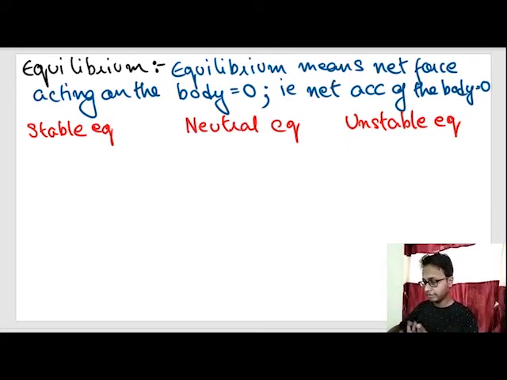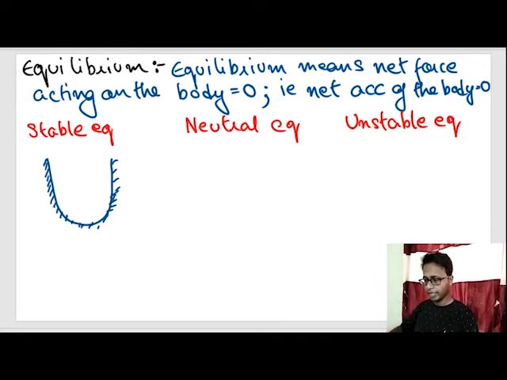Let's say this was our first perspective. Imagine an inverted bowl or a cup, and a ball is kept out here. This is stable equilibrium. How? If we move this ball towards right, the ball will return back to its initial position. If you move this ball towards left, the ball will return back to its initial position. So this kind of equilibrium is called stable equilibrium. See out here, the force is equal to 0, but if you displace it, the ball returns to its initial position.